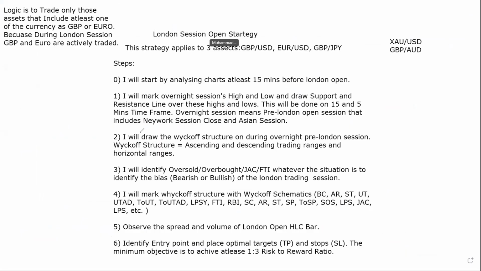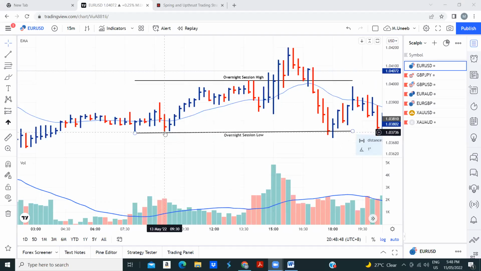Okay. I will draw the Wyckoff structure during the overnight pre-London session. Okay, Wyckoff structure: ascending and descending trading ranges and horizontal ranges. So let's see if we can draw it right now. First, this is the 15-minute chart. I will try to draw. Can you draw? Yes, I can draw.